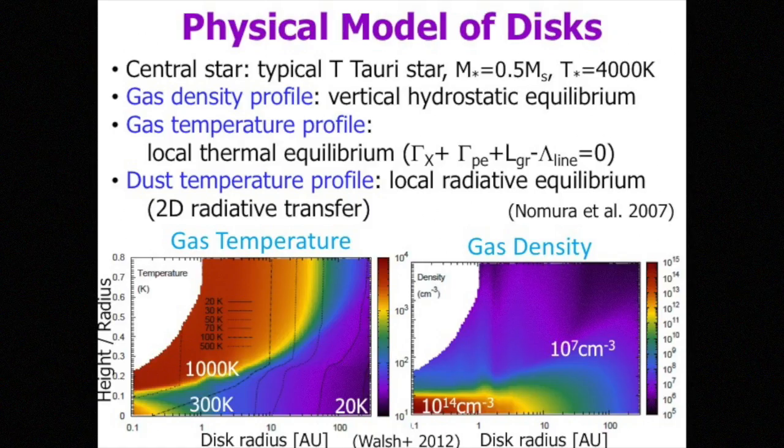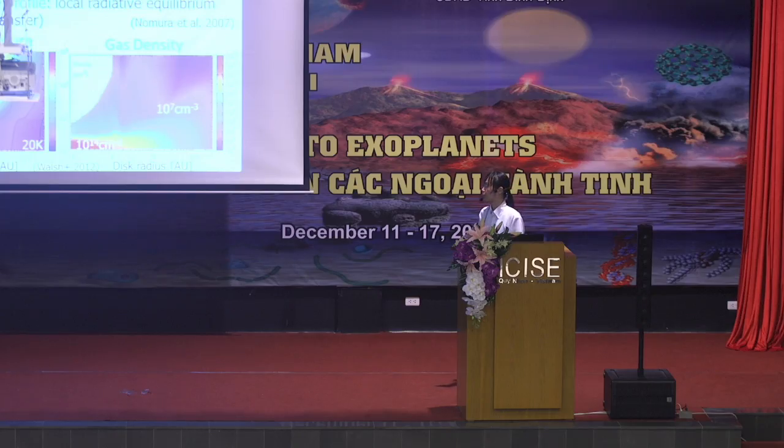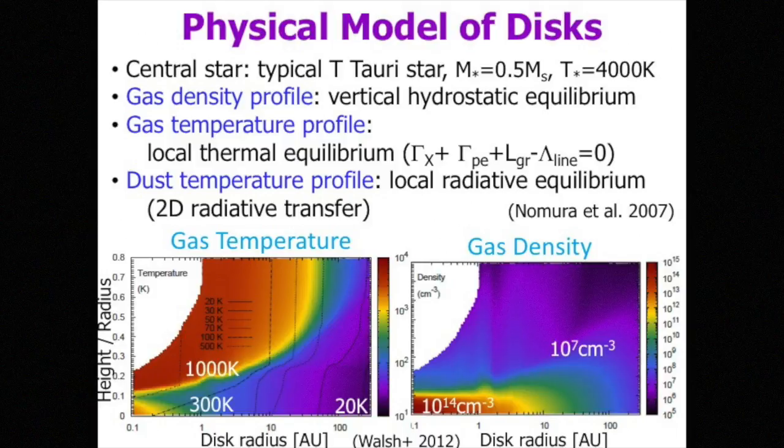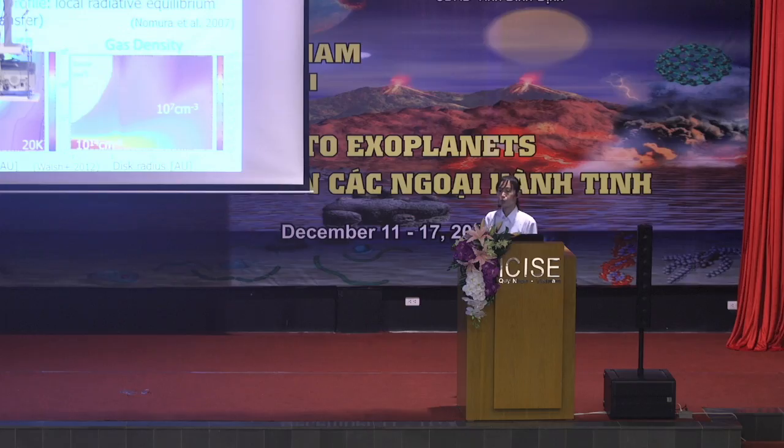So in order to predict how complex molecules can be formed in protoplanetary disks, we first model the physical structure of the disks. In this model, we take into account the irradiation from the central star and then calculate the gas and dust temperature and density structure. These figures show the resulting gas temperature and density profiles, as a function of disk radius and disk height, and we can see a variety of physical structure can be found in protoplanetary disks.